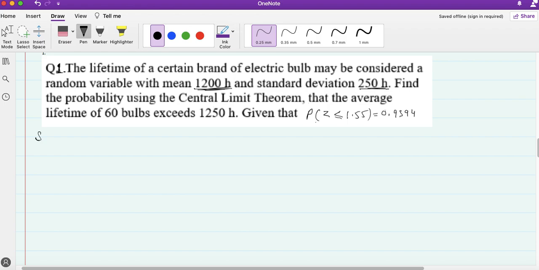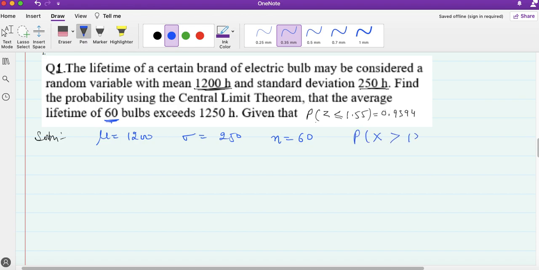First of all, let's write down the given information. So here mu is given as 1200 hours, right? Standard deviation is given as 250, and in this question the number of bulbs for which the query is asked, so here n is required, n is given as 60. Now we want to find the probability of x which exceeds 1250. So this is our query.